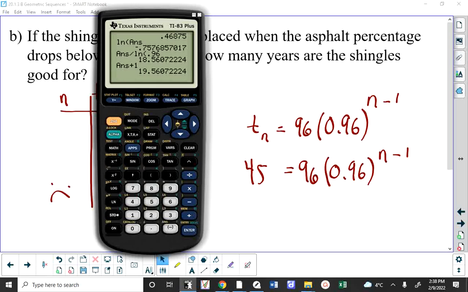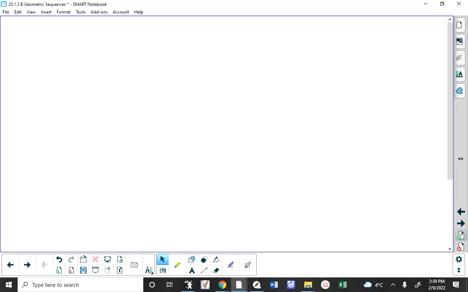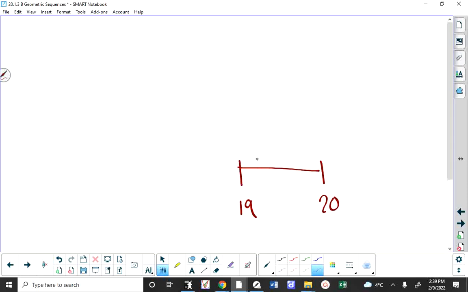Oh, it doesn't have anything to do with this 0 and the 100, no. Yep. Right, because after 20, it will be less than 45, won't it? Here on a number line is 19. Here is 20. The amount of shingle coverage is going down, and it hits 45% at 19 point something. It doesn't matter what it is. The question was, for how many years is it still good?